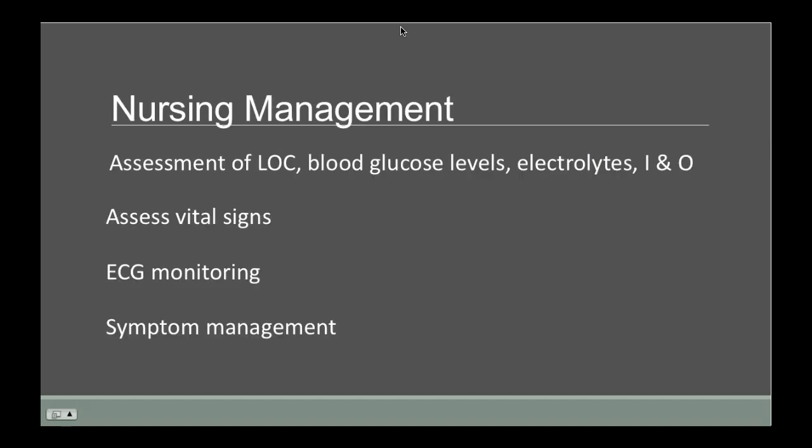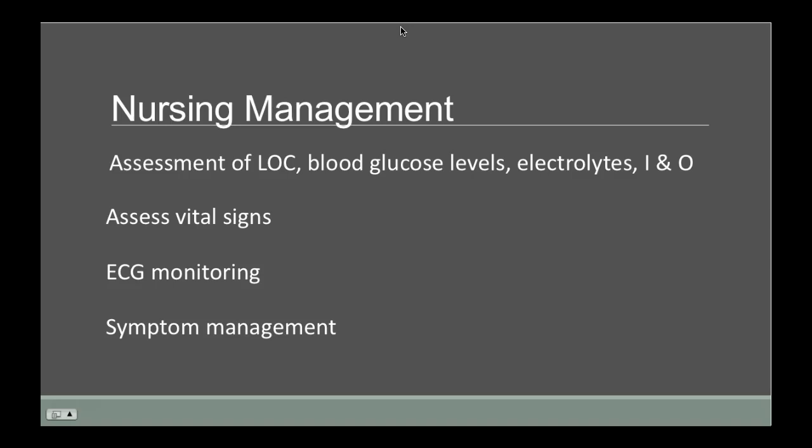The nursing management for DKA includes assessment of level of consciousness, reassessing the blood glucose levels, checking the electrolytes, assessing the vital signs, and looking for fluid volume replacement, ECG monitoring, and symptom management.